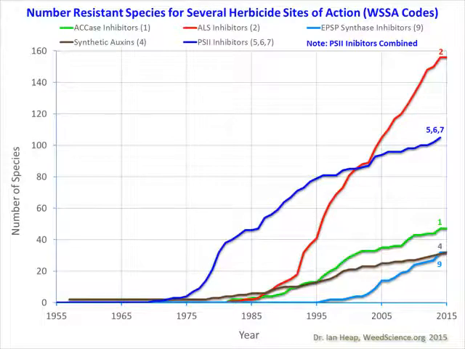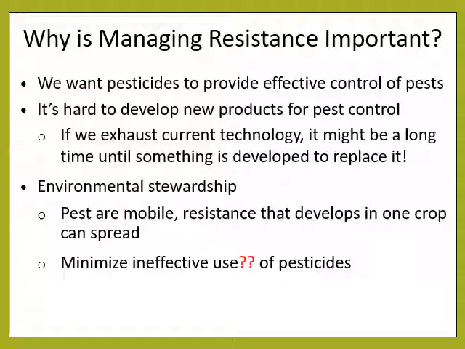Here you can see the increase in rate of evolution of resistance to a number of different herbicide groups over time. If you're interested in more, this website weedscience.org is a great reference to find out all the current information you'd like to know about herbicide resistance.